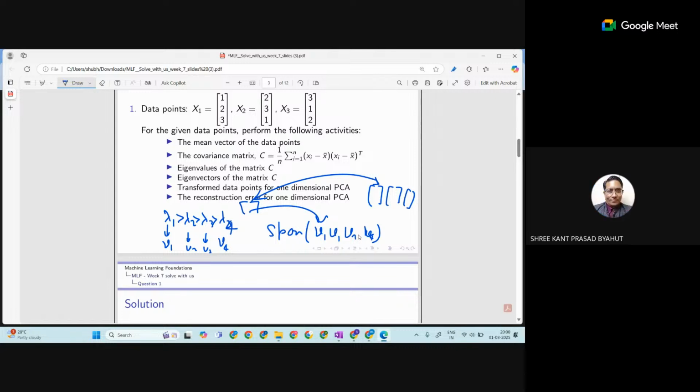So PCA does two works. It reduces the reconstruction error and maximizes the variance. I hope it is clear. What do you mean by maximizing the variance?